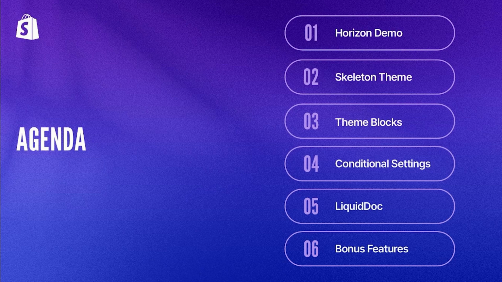Now, today we're going to be covering a few different things. We're going to kick it off with a Horizon demo, where I'm going to dive into some of the features that make Horizon unique and different than all the themes that we had before. And then I'm going to cover the skeleton theme, which is a new baseline for developers to build their themes with, theme blocks, which is the underlying platform feature that we shipped at the winter edition that Horizon is now based on. And then I'm going to cover some of the other features that we have shipped in the meantime to make Horizon even better, including conditional settings, liquid dock, and then a bunch of smaller bonus features.